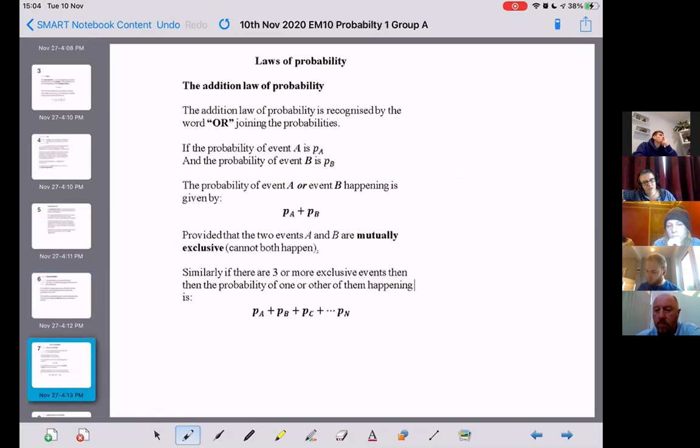What we're going to do now, and this is where concentration really needs to start, because it can get a little confusing. But we'll try our best.